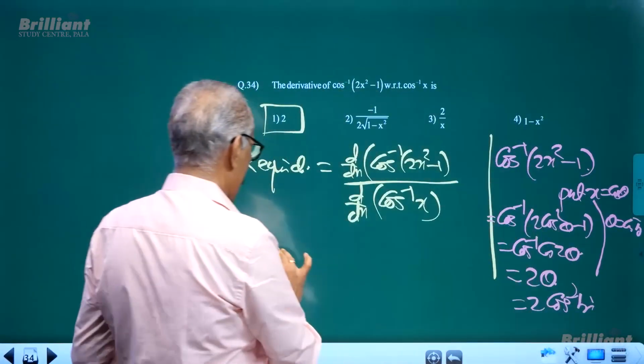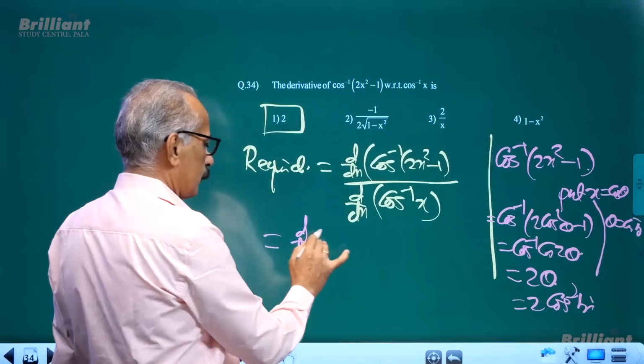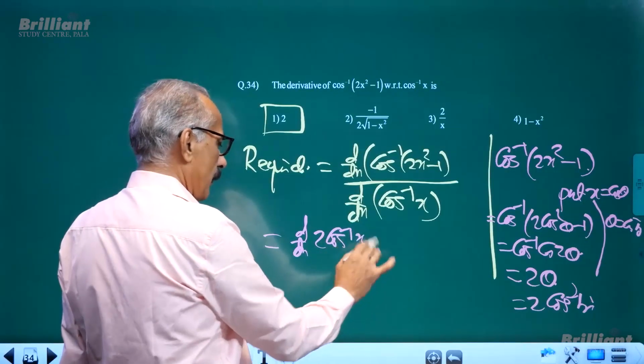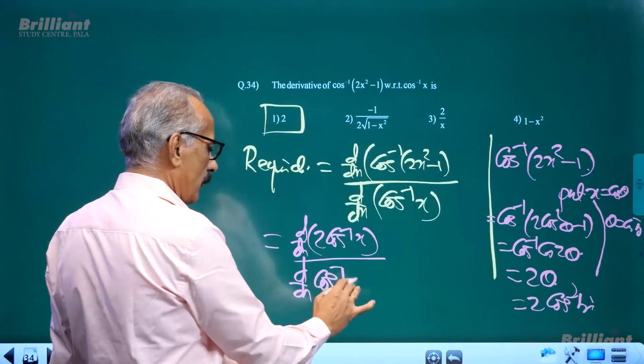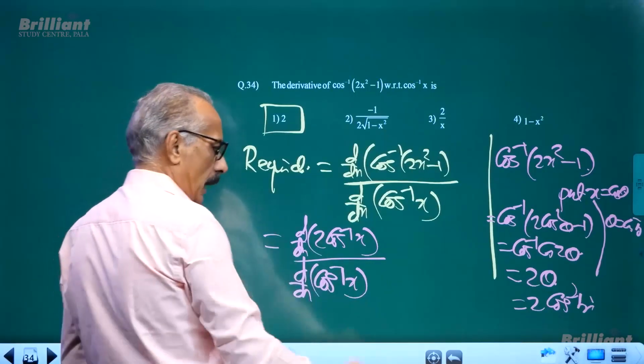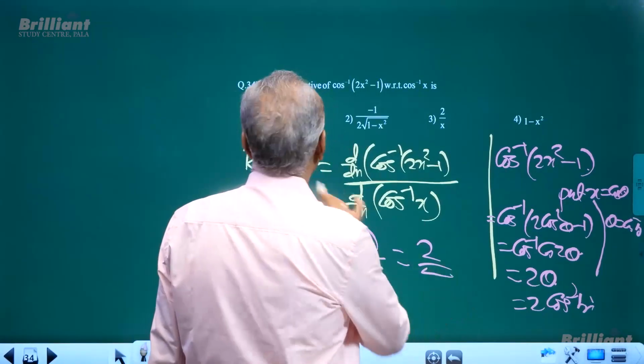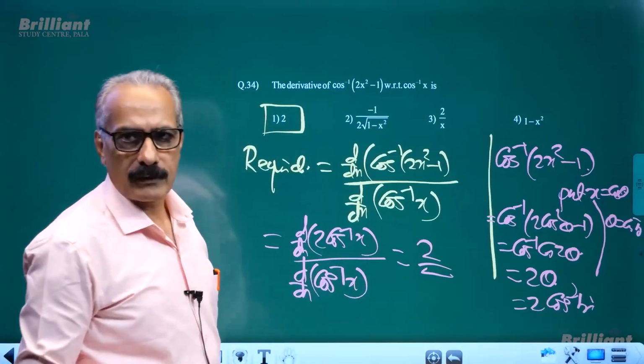Look at that, I don't differentiate here. This is d by dx of 2 cos inverse x divided by derivative of cos inverse x. You need not differentiate because they cancel, and the answer is 2. And without solving also I told you the answer. Okay.